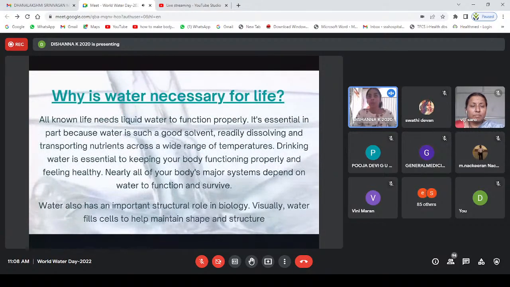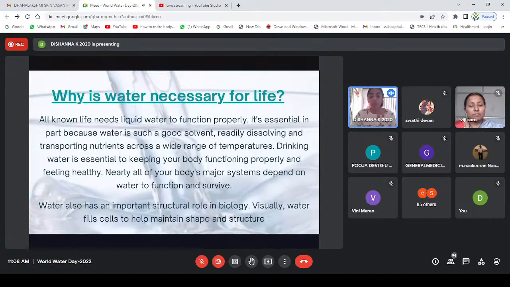So now we come to a question: why exactly is water necessary for life? All known life needs liquid water to function properly. It is essential in part because water is such a good solvent, readily dissolving and transporting nutrients across a wide range of temperatures. Drinking water is essential to keep your body functioning properly and feeling healthy. Nearly all the body's major systems depend on water to function and survive.